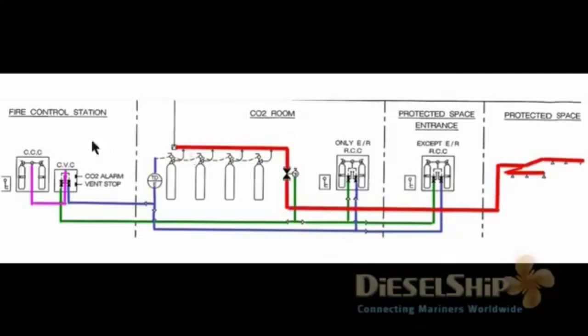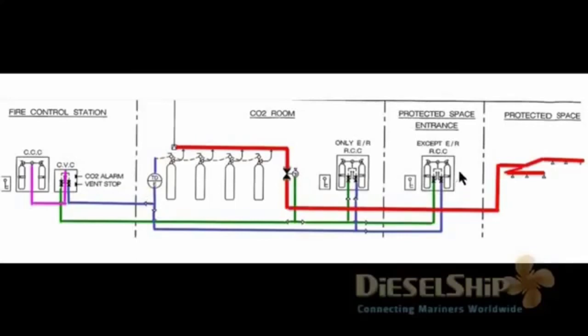Now you have a similar arrangement in the CO2 room and also at the engine room entrance. Let's assume if I want to operate from the engine room entrance, I have to take out the key by breaking the glass, open the cabinet. I have a similar mechanism over here which is not shown. The CO2 alarm will sound, the vent fans will stop, and I have to shut the quick closing valve.